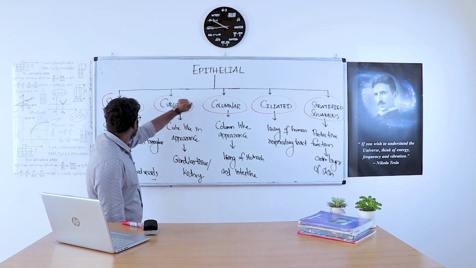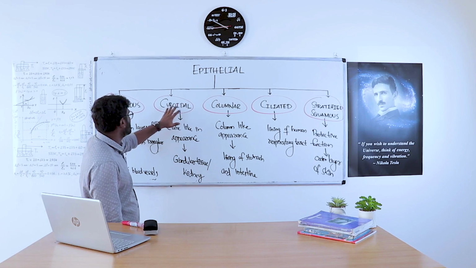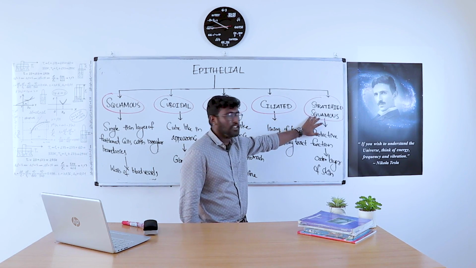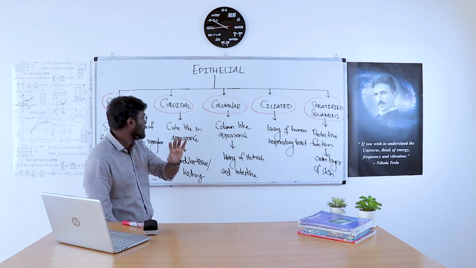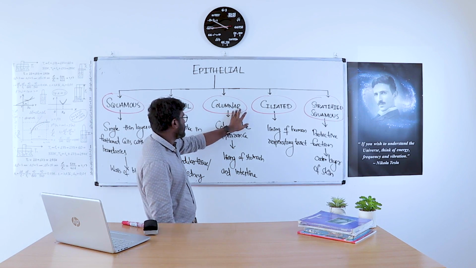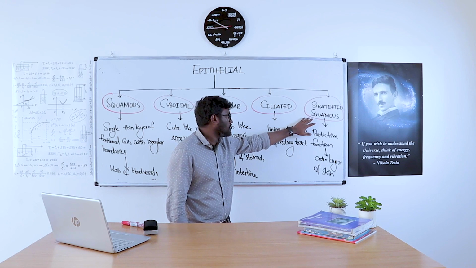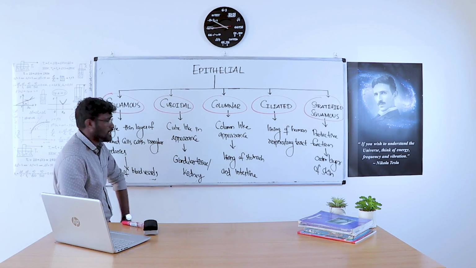Epithelial tissue is again classified into five: squamous epithelial tissue, cuboidal, columnar, ciliated, and stratified squamous epithelial tissue. So it is classified into five: squamous epithelial tissue, cuboidal epithelial tissue, columnar epithelial tissue, ciliated epithelial tissue, and finally stratified squamous epithelial tissue. What about squamous epithelial tissue?